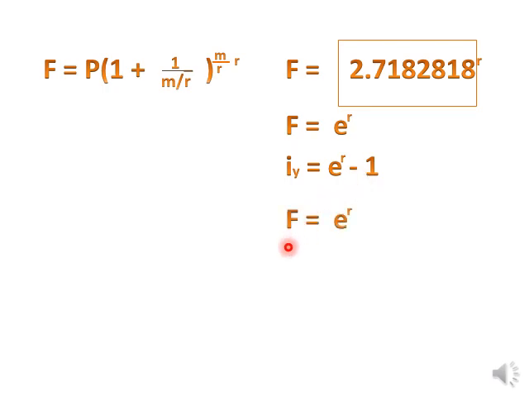We can also compute the total amount earned if the investment is not only 1 peso. If the investment is some amount, P, then we write the P here. Since this amount is the amount earned for a period of 1 year, and since what we want is for a total period of n years, we have to write n here.